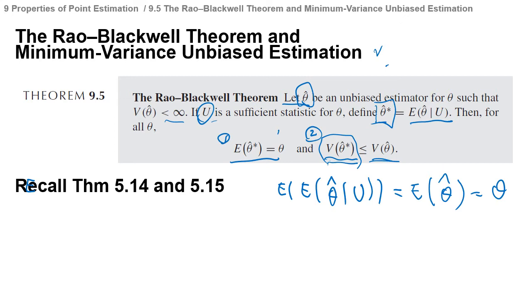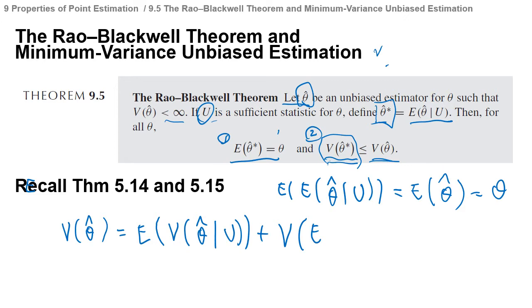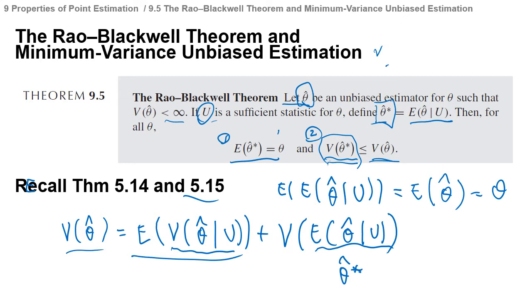And what about the second thing? We can apply Theorem 5.15 here. To calculate variance of zeta hat, we write it as the expected value of the variance of zeta hat given U, plus the variance of the expected value of zeta hat given U. You can write it this way using Theorem 5.15, and as we know, the expected value of zeta hat given U is our zeta hat star, and the variance of zeta hat given U should be greater than or equal to 0, since this is a variance.